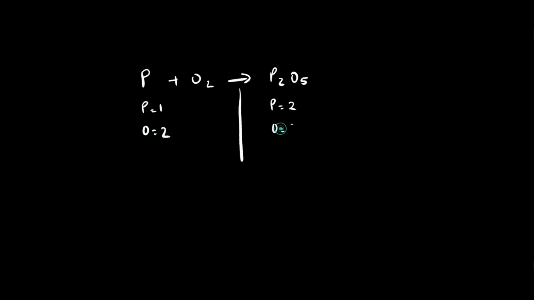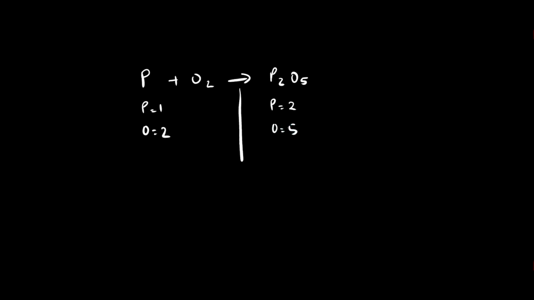We have phosphorus reacts with oxygen to produce diphosphorus pentaoxide. So on the left we have 1 phosphorus, and on the right we have 2 phosphorus. On the left we have 2 oxygen, and then on the right we have 5 oxygen.